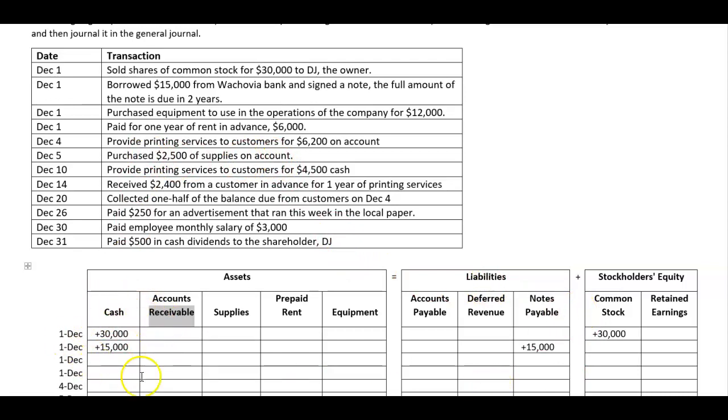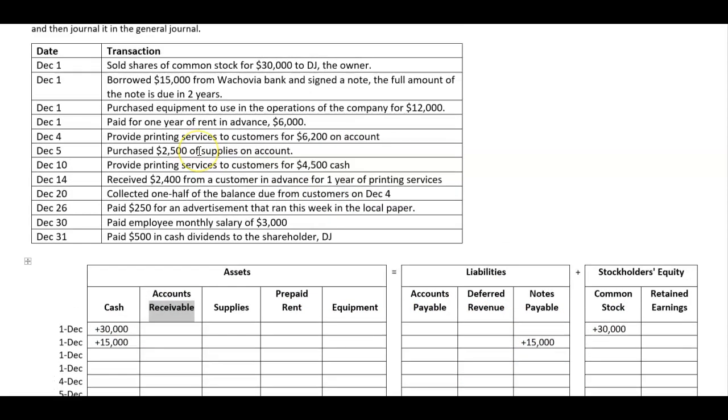Now we do have $45,000 in assets, but our owner doesn't have full claim to that. Our owner has claim to $30,000, while our creditors now have claims. People we owe money to have claims of $15,000. However, the equation does balance. All right, let's look at the next transaction.